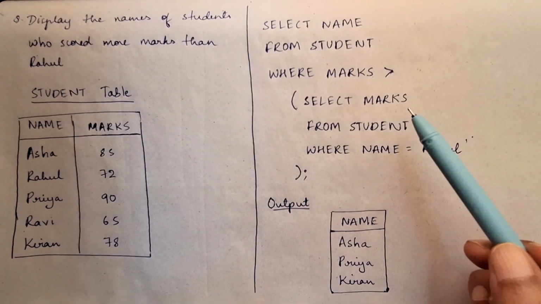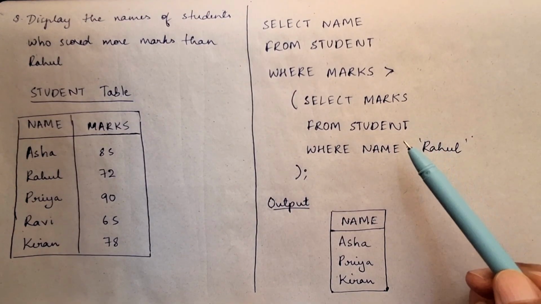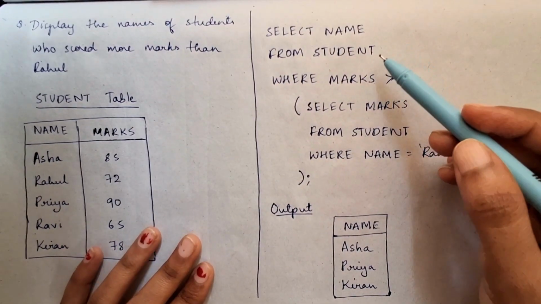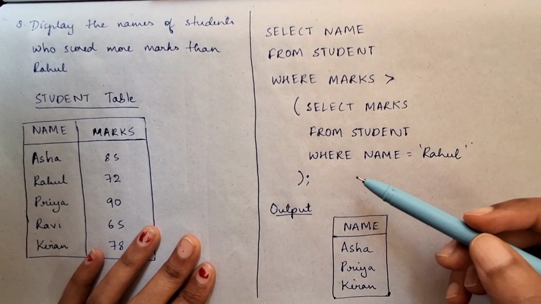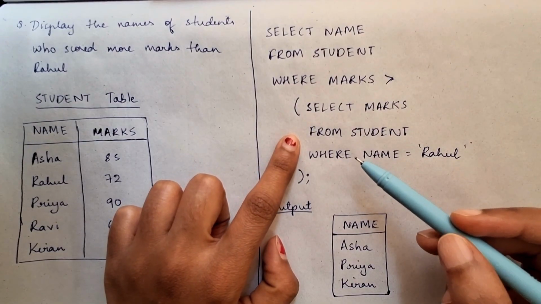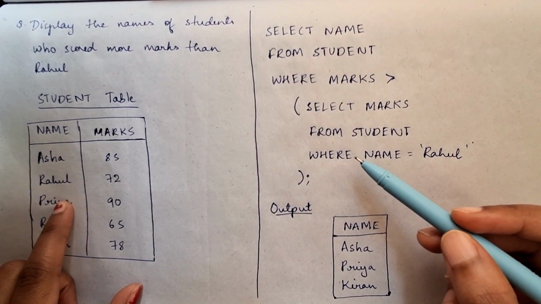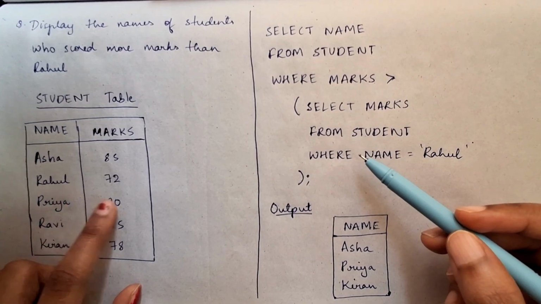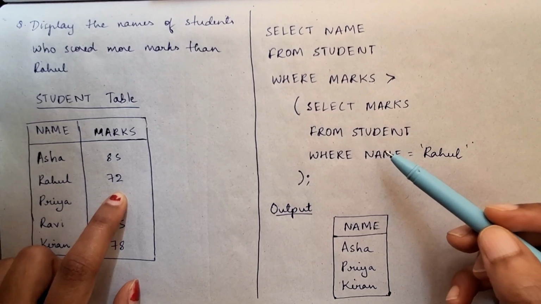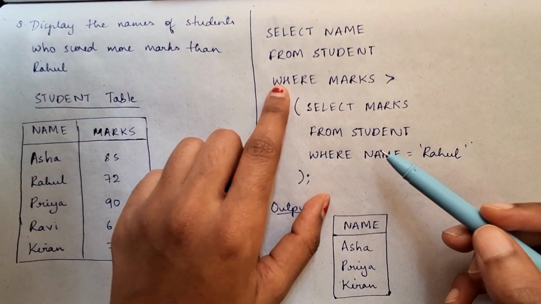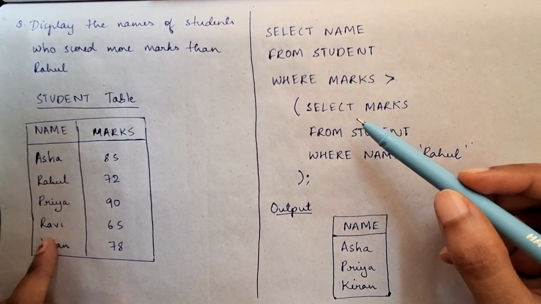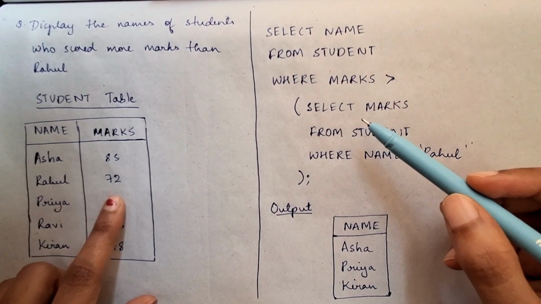And now this is the final query, guys, which has both the inner query as well as the outer query. Now let us understand what happens when this query runs. Guys, listen carefully. The inner query executes first and it finds Rahul's marks from the table. Here we can see Rahul scored 72 marks, which will be retrieved when the inner query executes. And this value is then used by the outer query.